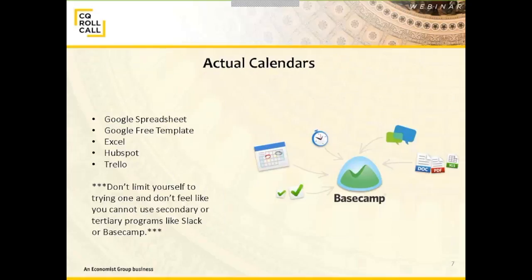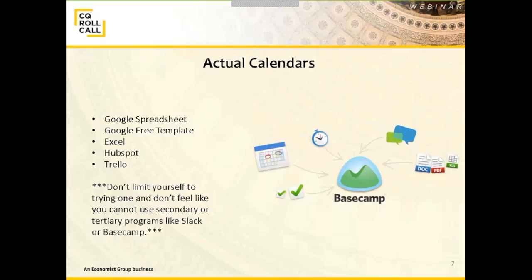So actual content calendars can be Google spreadsheets, free templates that Google offers. It can even be an Excel file. I also mentioned HubSpot. If you provide your email address and some information, you're able to access that content calendar that I showed you in the beginning. And then I also mentioned Trello. This is something that is a little more advanced, and it's a hybrid of a content calendar and an editorial calendar. I use Trello in my day-to-day operations also.